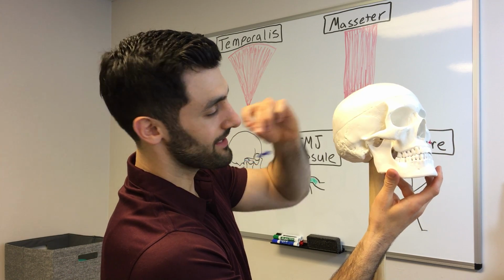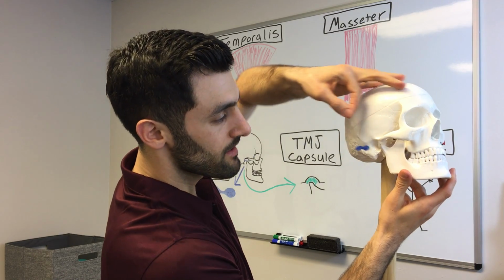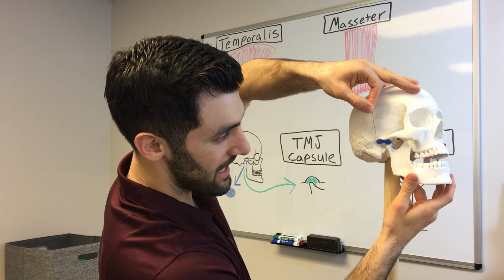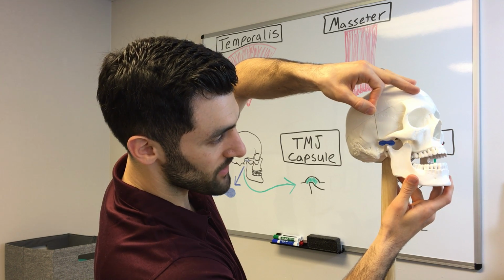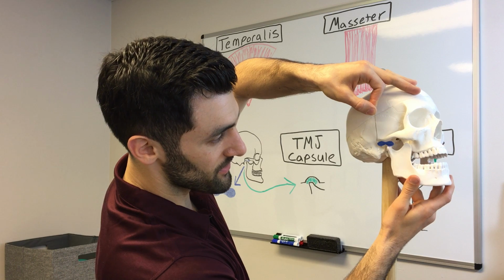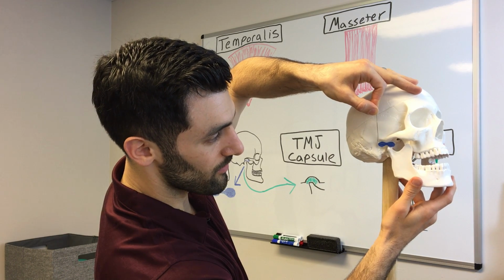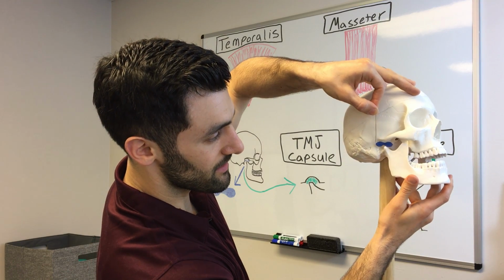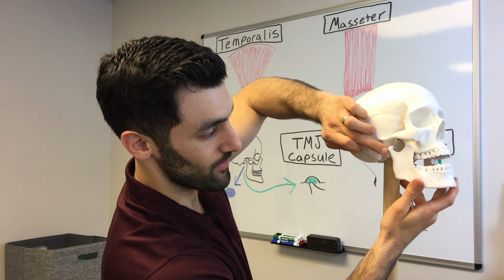And what happens is there's a disc. The disc sits right there in the joint. And so as you open and it kind of slides forward, the disc moves like that. So the skinny concave part, biconcave part, always stays above this part of the mandible of the jaw.